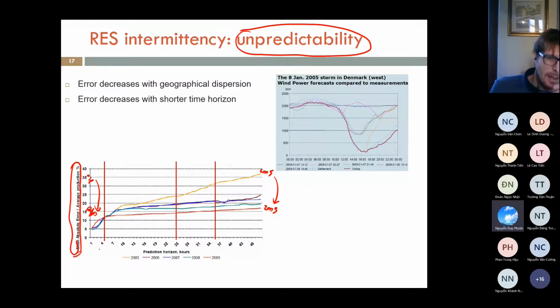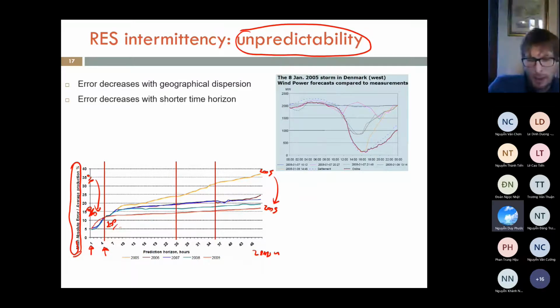And another thing is that the longer the time frame you want to predict, the higher the error. If you are at time 1 and you want to predict the production after 4 hours, you have 10% error. If you want to predict for 2 days later, the error increases to 15%. It's quite clear that it is easier to predict something that will happen just a few hours in front of you.